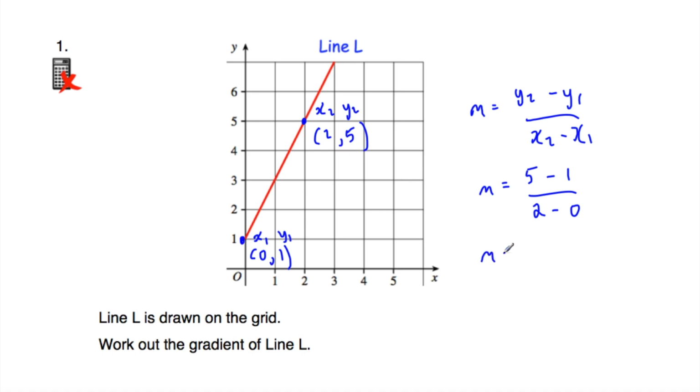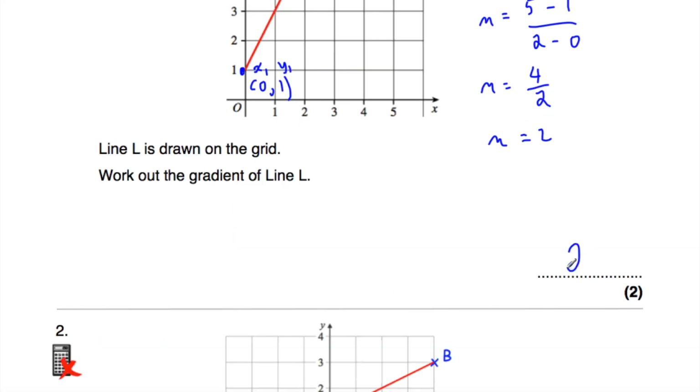Okay, so m, the gradient, is equal to 5 take away 1. That's 4. And then 2 take away 0. That's 2. And then 4 divided by 2 is equal to 2. So the gradient of that line is equal to 2. So that's it. Now, I probably would either use the first approach or second approach to find the gradient of that line. I probably wouldn't use this approach for it, but for some of the questions later on, I'll definitely be using that formula, y2 minus y1 over x2 minus x1. Okay, and let's just write down the gradient of the line is 2.